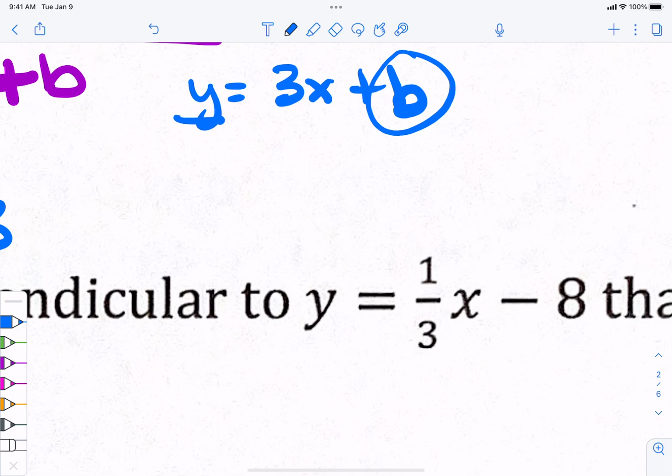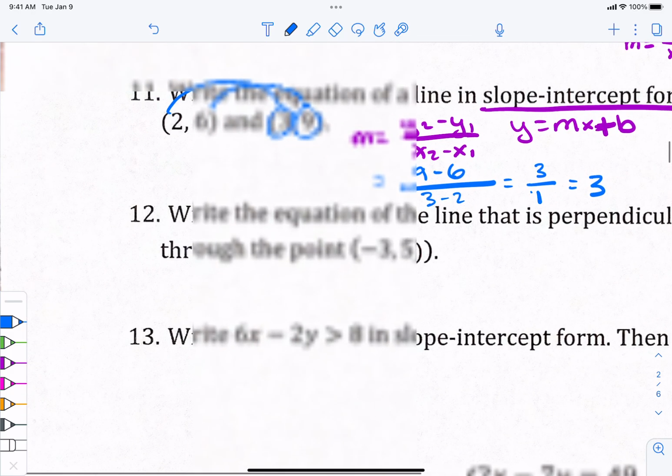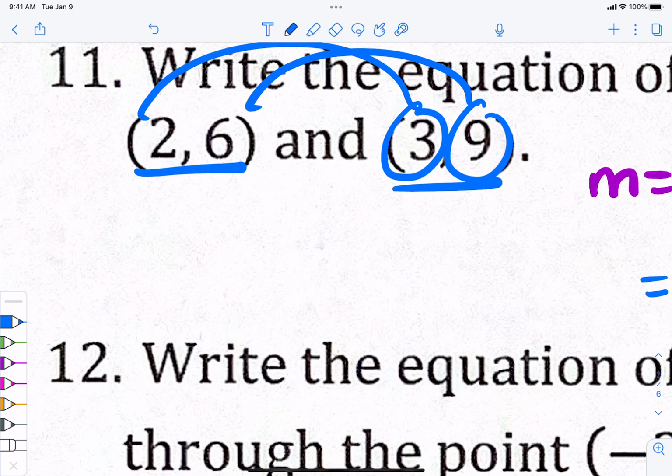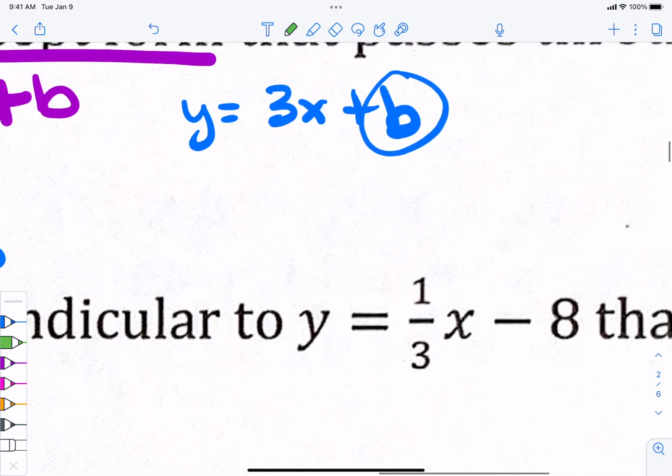The other two variables I have are y and x. Do I know what y and x are? I know what two y's and x's are. I got this one or this one. You pick one. Which one would you like to plug in? 2, 6. Okay, sure. That means we plug 2 in for x and 6 in for y, right? And then I just find b. I could plug either one in, it doesn't matter. So 6 equals, what's 3 times 2?